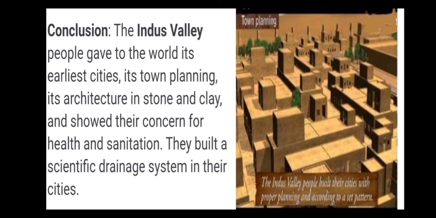So in conclusion, we now reach that the Indus Valley people gave to the world its earliest cities, its town planning, its architecture in stone and clay. It showed their concern for health and sanitation. They built a scientific drainage system in their cities.